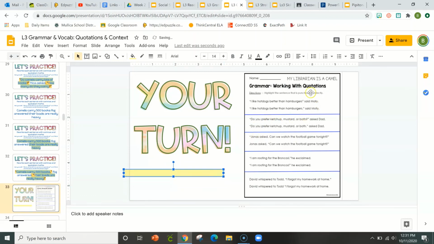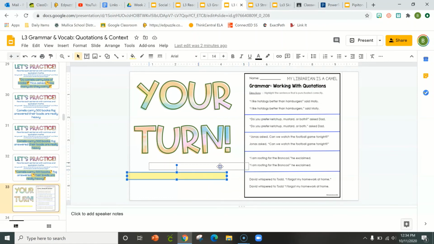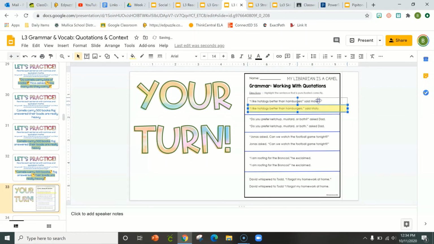For each pair of sentences containing dialogue, you would click and drag this highlighting bar over the sentence that is correct, that's punctuated correctly. It could be this one or this one for the first example. It could be this one or this one for the second example, and so on and so forth. At the end of completing this worksheet, you should have only one sentence highlighted in between each of the blue lines, and you have multiple highlighting bars available to you.